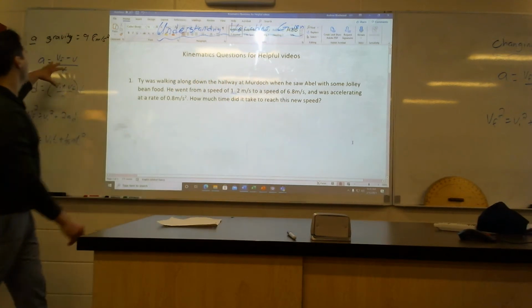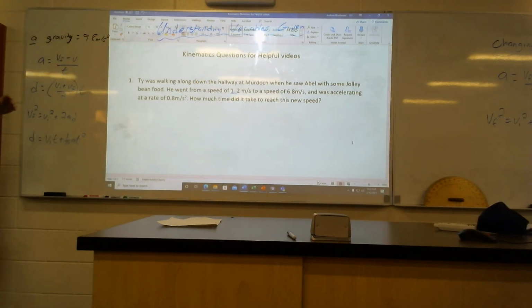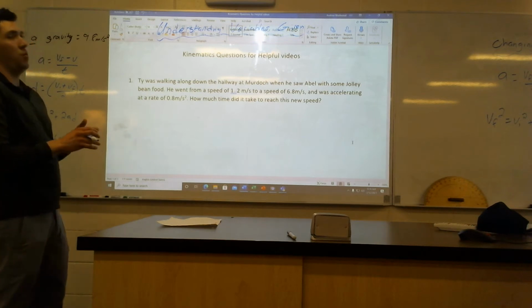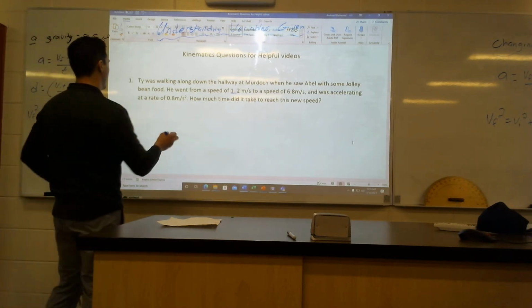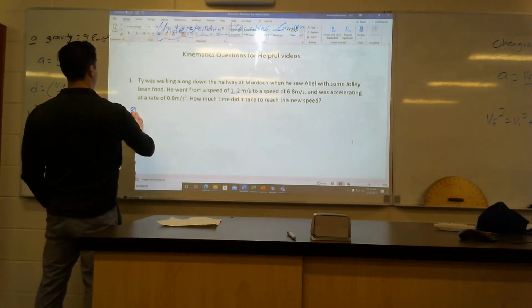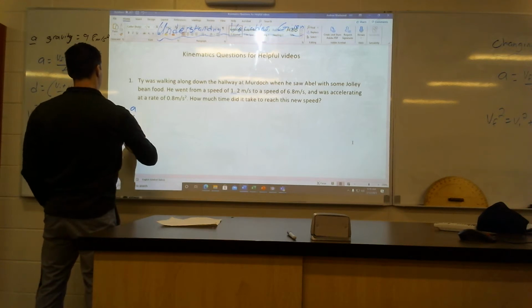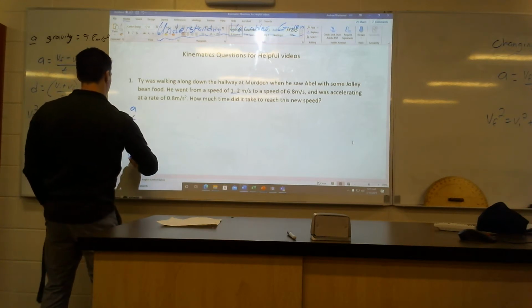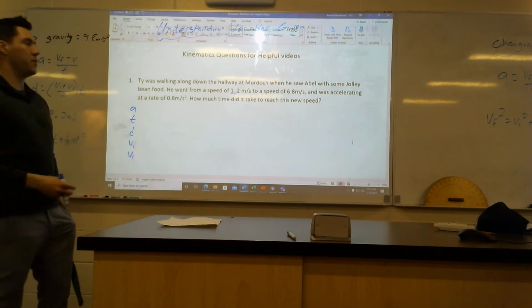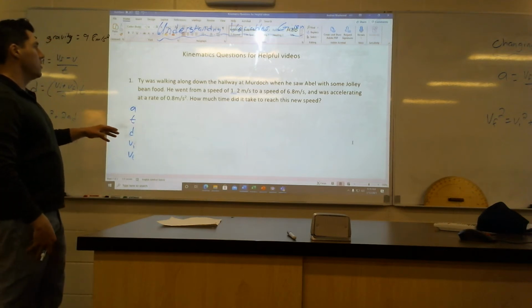So I got our formulas here, that way I can plug and play our formulas eventually. But let's just figure out what variables we have. For most questions I like to put this down: acceleration, time, distance, VI, VF. It doesn't really matter which order you write these, but those are the possible variables you can have. So let's look at what we have here.